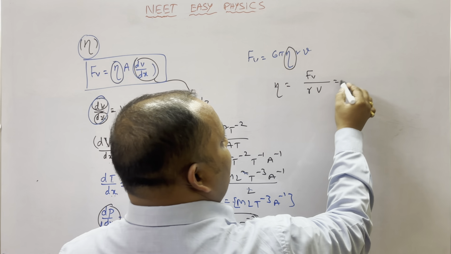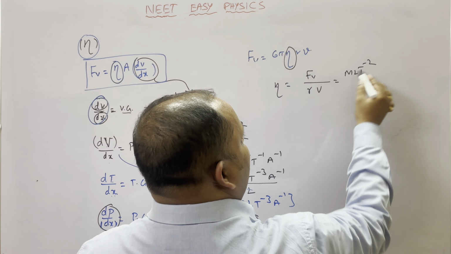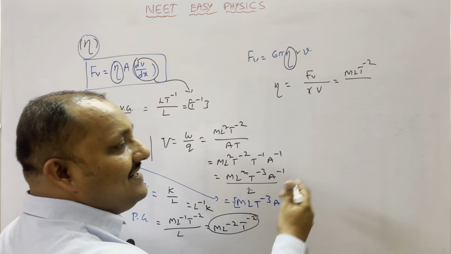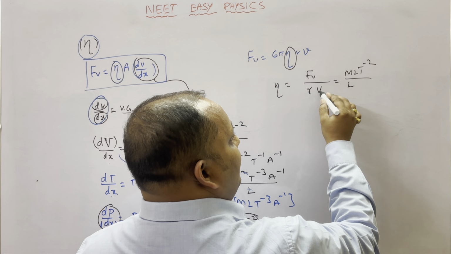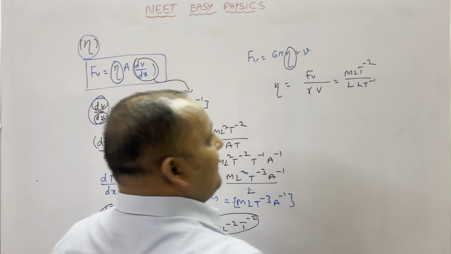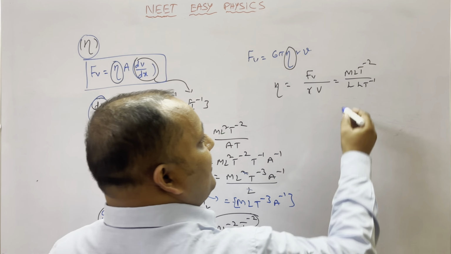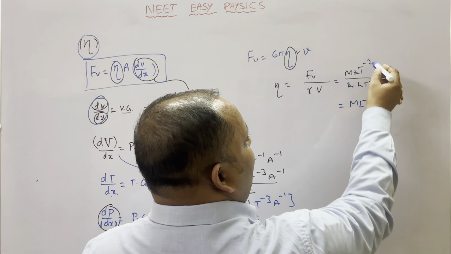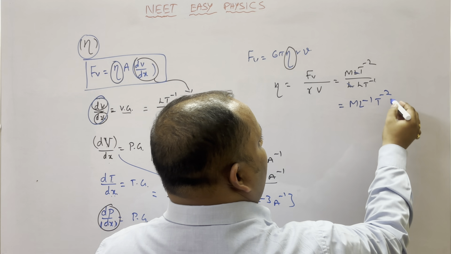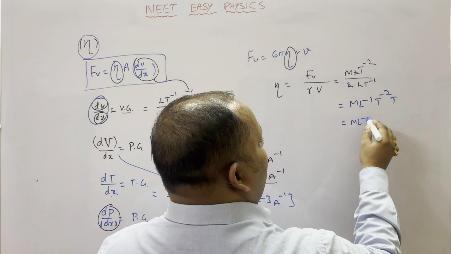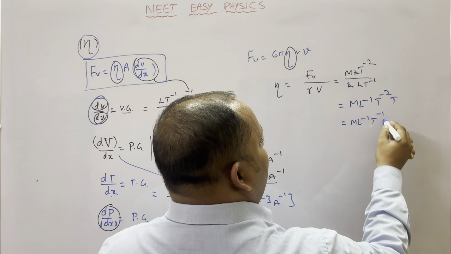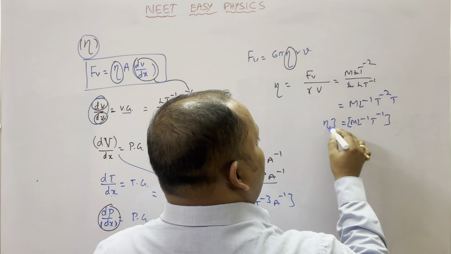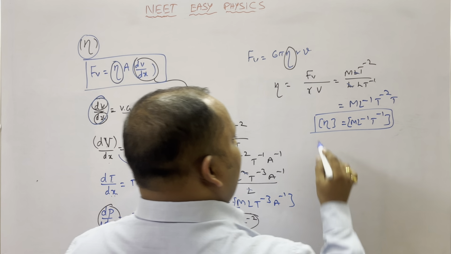What is the force dimensional formula? M L T power minus 2. Radius means distance, that is L. Velocity means L T power minus 1. Now what is the dimension formula for this one? M L power minus 1. The T goes to the numerator, therefore M L power minus 1 T power minus 1. This is the dimension formula for coefficient of viscosity.